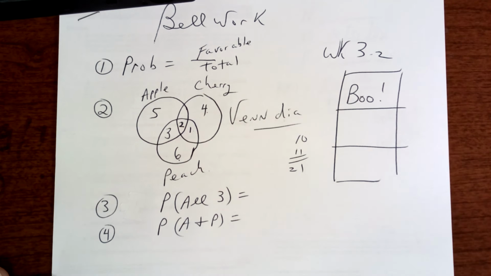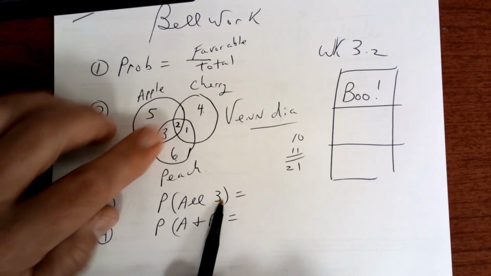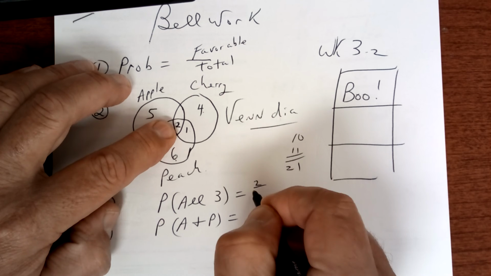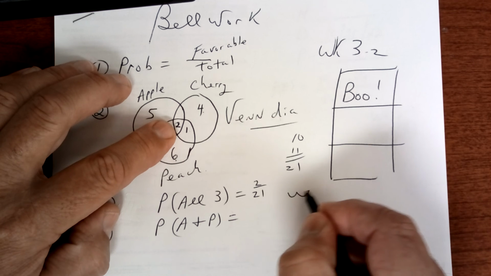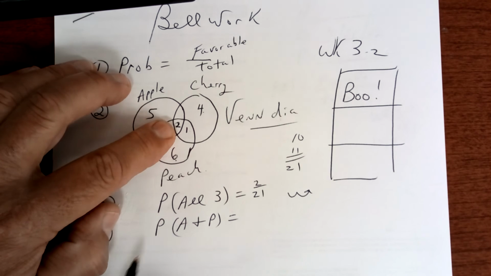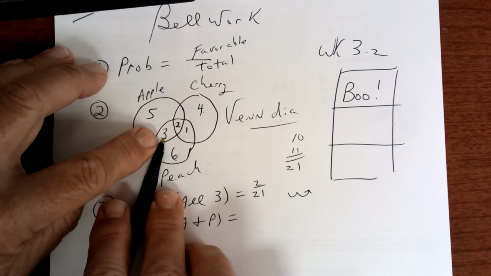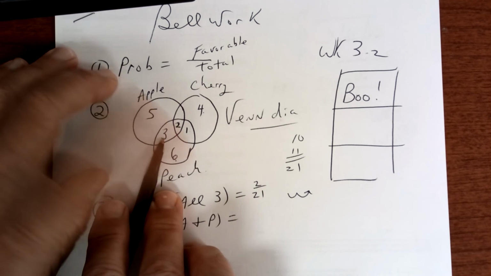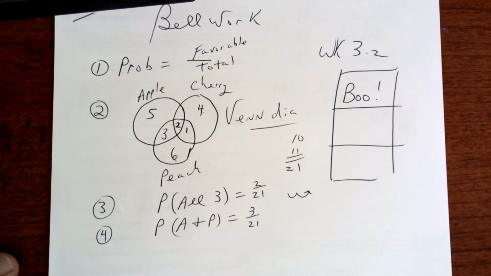Make sure you don't count twice. So what's the probability of all three? Well, it's 2 out of 21. And then you would divide as a decimal, and then move your decimal over 2 places. What's the probability of an apple and a peach? That would be 3 out of 21. That's how you read the Venn diagram.